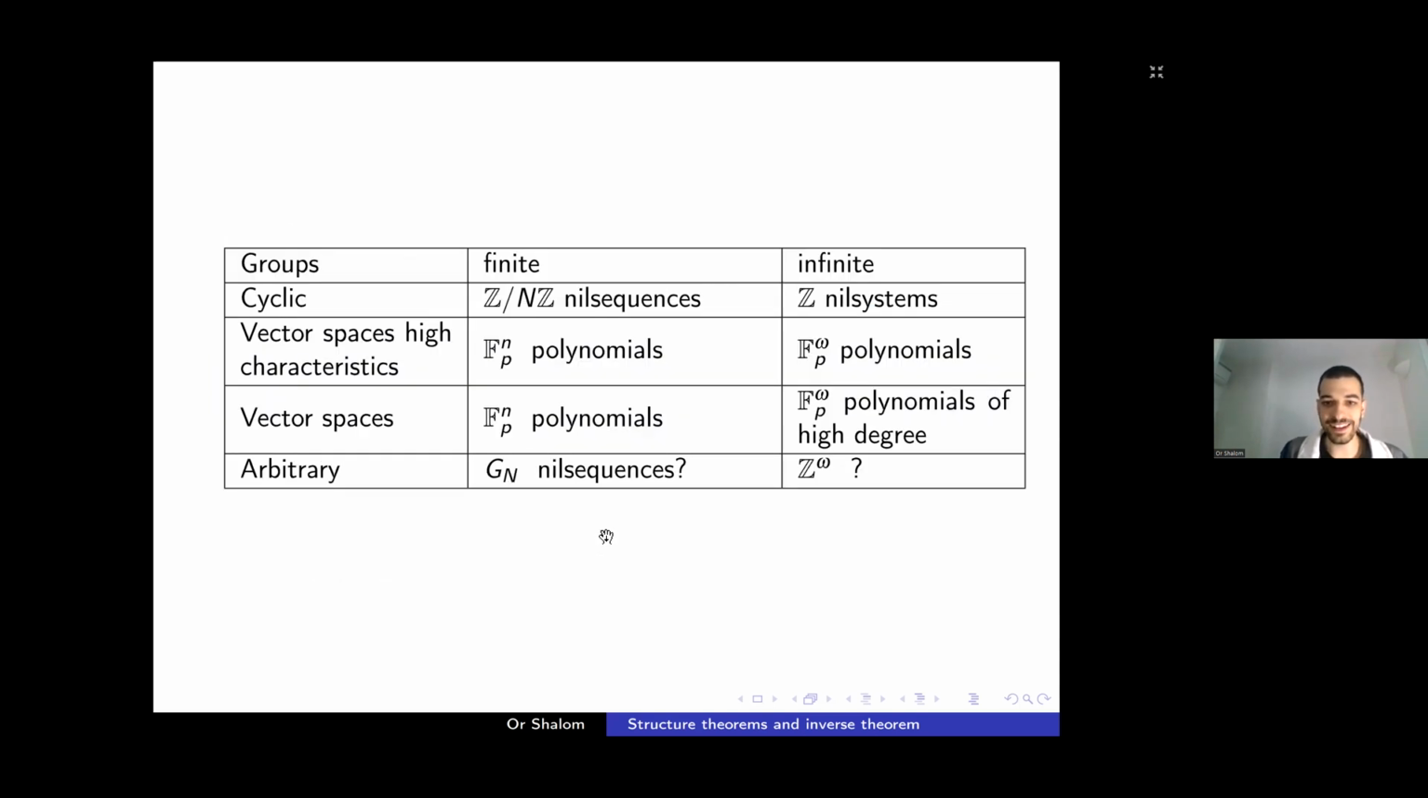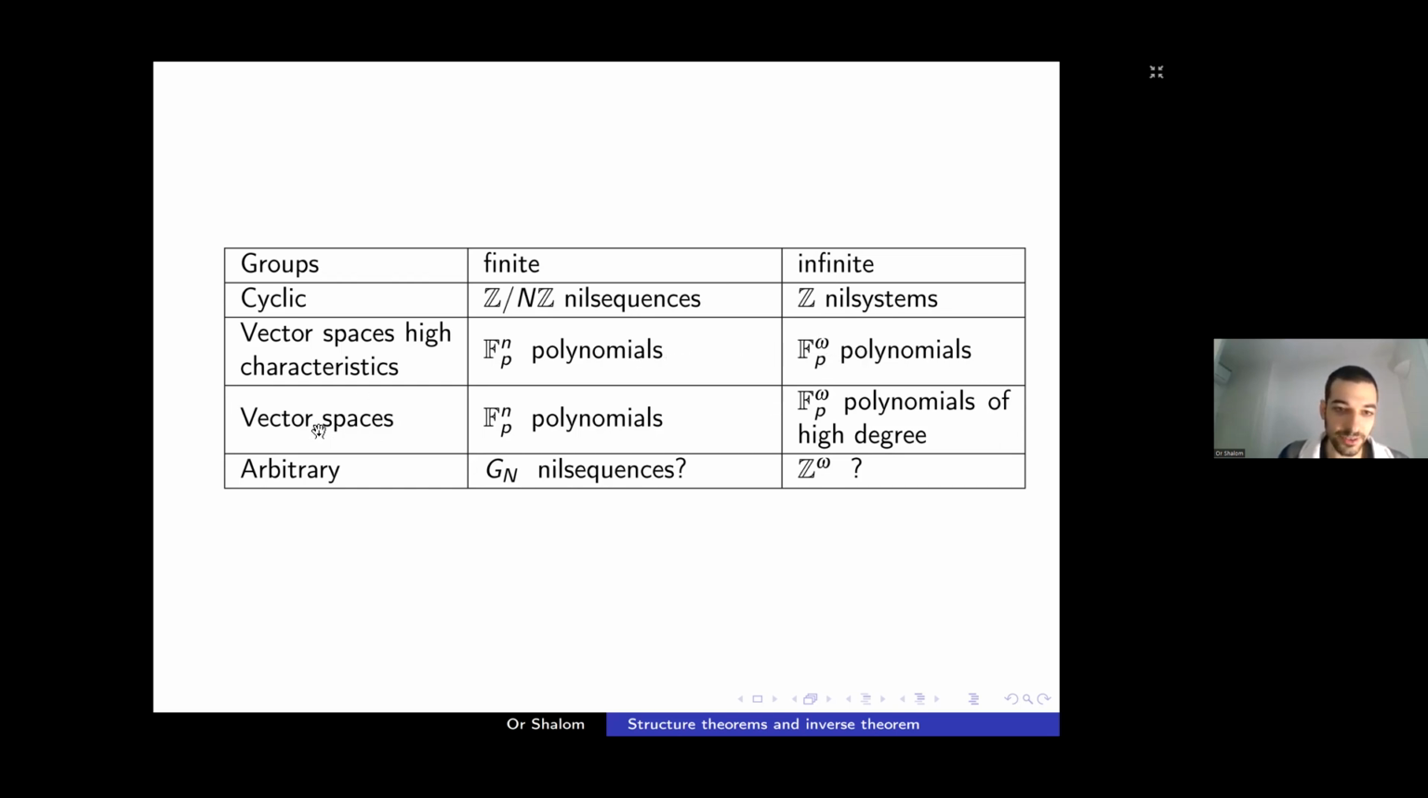So let me just put everything into a table. We talked about the cyclic case, which in the finitary setting is Z mod NZ, and the obstructions were nil sequences. In the infinitary setting, it was Z, and the obstructions were nil systems. Even so, we didn't know how to prove one using the other. And then we had vector spaces, where we had 2 cases. One is high characteristic, where the results were the same. Both needed polynomials of degree k.